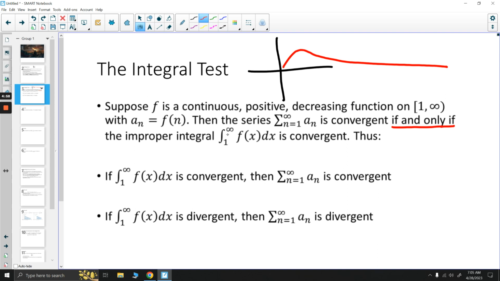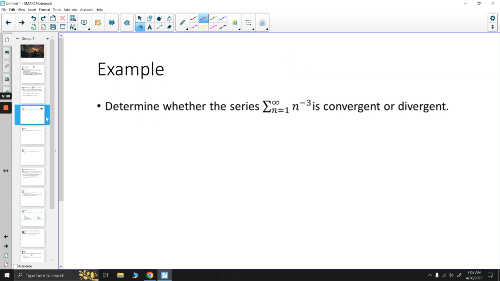And in general, we're starting here. If our improper integral from 1 to infinity, or really n to infinity, whatever value it starts to decrease at, is convergent, then our series here is convergent. And if our improper integral is divergent, then this series is divergent. So we're going to use integration to find this. All right, so let's take a look at that as an example.